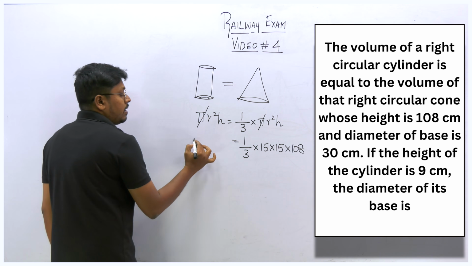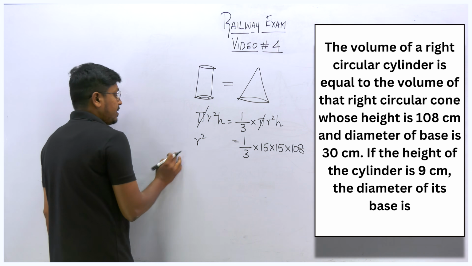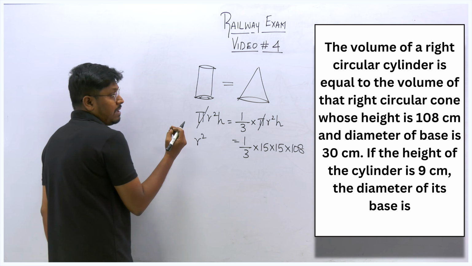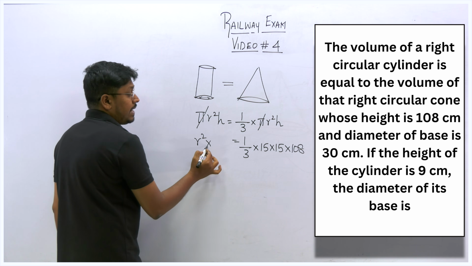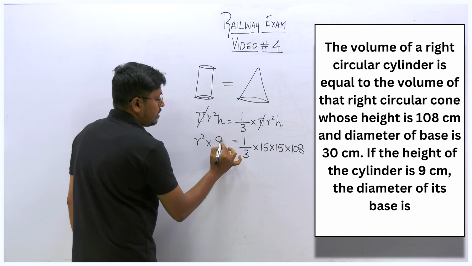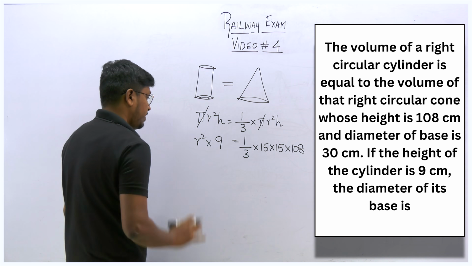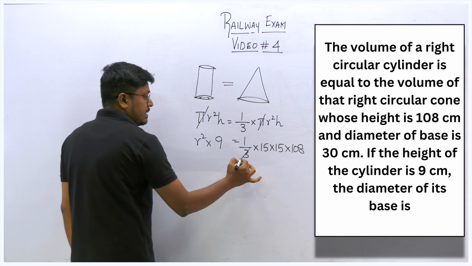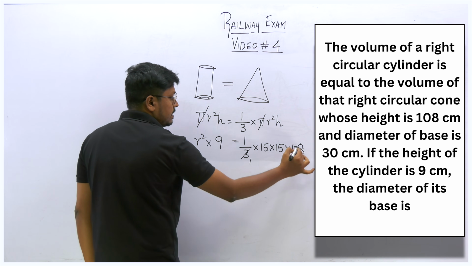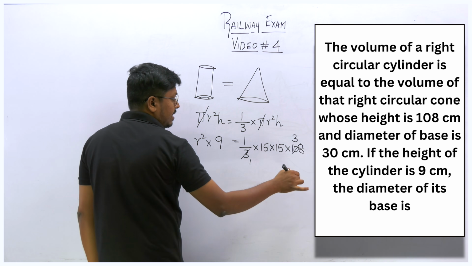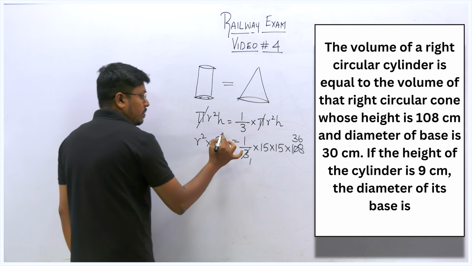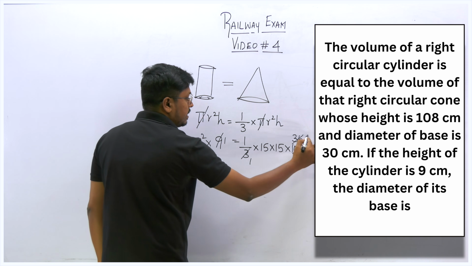Here for the cylinder we don't know the radius. That is our target to find. We need to find the diameter. So according to the formula, here we have the radius square, into height. The height has been given, which is 9 centimeter, and all the values are in centimeter. Okay, so now we can cancel it. 3 3s are 9. Remaining 1, 6 3s are 18. So 1 9s are 9, 9 4s are 36.